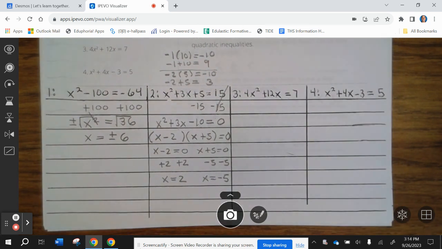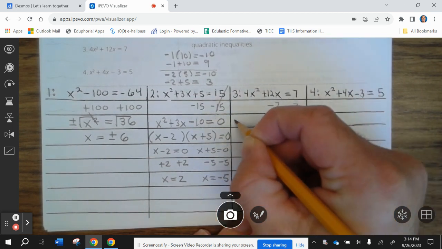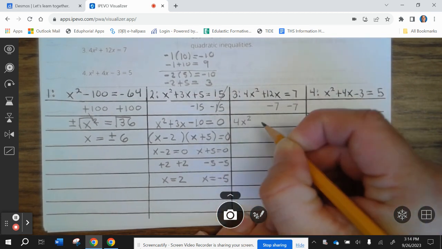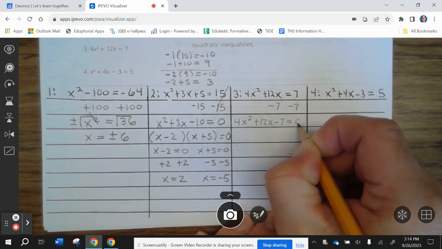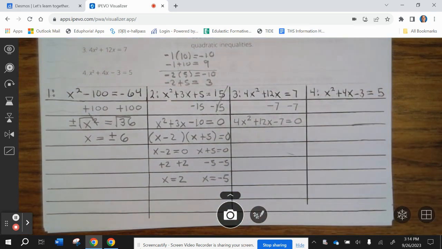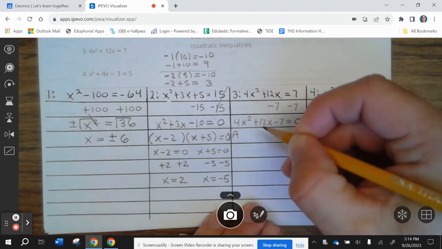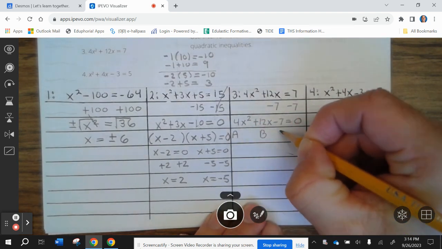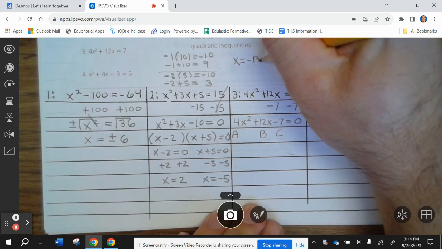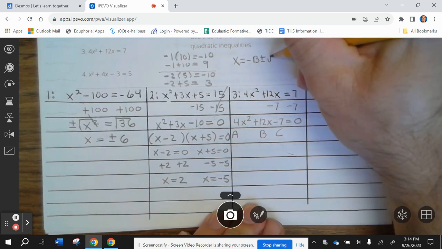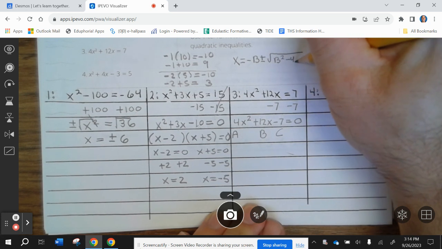All right, let's take a look at number 3. So we need to subtract 7 from both sides to get 4x squared plus 12x minus 7 equals 0. Now, this might be factorable, but I think jumping right to the quadratic formula would be a good idea. So this is a, this is b, this is c. So the quadratic formula is x equals negative b plus or minus the square root of b squared minus 4ac.